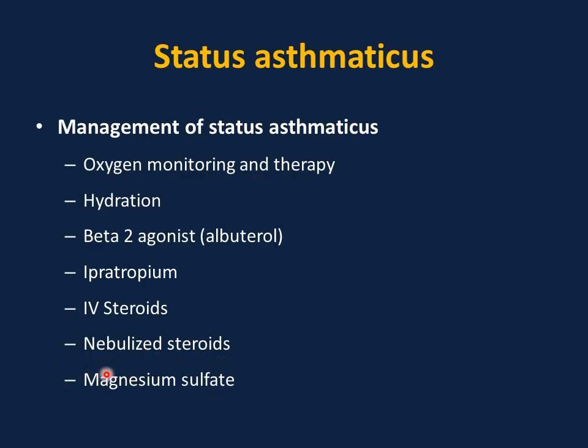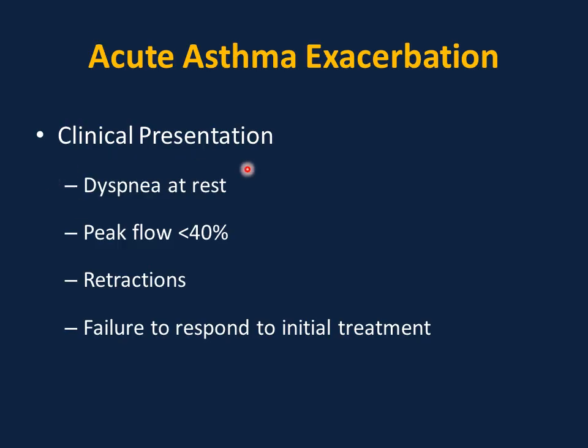Magnesium sulfate: if the above treatment is not working and the child keeps getting worse, magnesium sulfate is very helpful in cases of severe status asthmaticus. Clinical presentation in cases of acute asthma exacerbation, which you can see in your office: dyspnea at rest, peak flow less than 40%, retractions, failure to respond to the initial treatment.